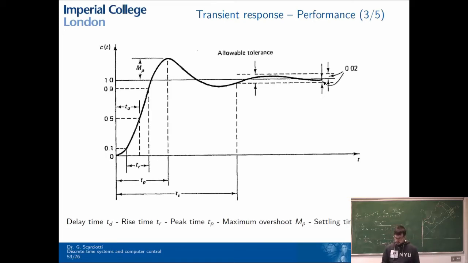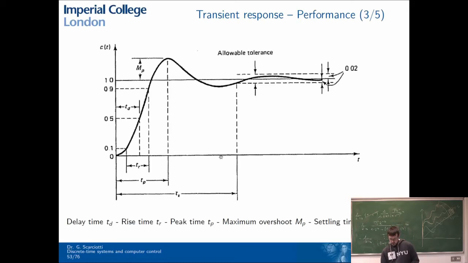So let's look at this slide and look in particular at this response. This is the response of a system that has a certain steady state at 1. We see that the steady state error is actually 0. Now we look at the transient part of the graph, and we ask ourselves how we can assess how well the system is behaving.